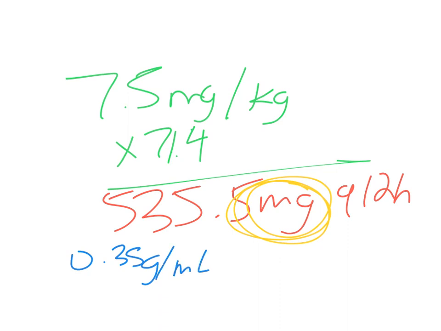So I need to convert milligrams into milliliters. So how I'm going to do that is I'm going to put this into a dosage formula. So what's been ordered for our patient is this amount right here, the 535.5 milligrams to be given every 12 hours. So based on how that comes, we just put that into a dosage formula.